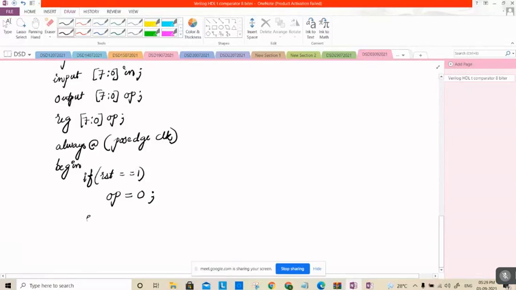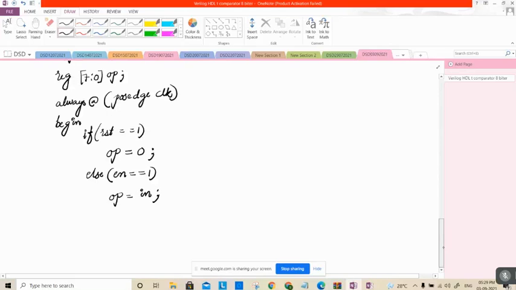Now, else if enable is equal to 1, if enable is equal to 1, output value is equal to input. Is it true? Is it okay? Will it work properly?